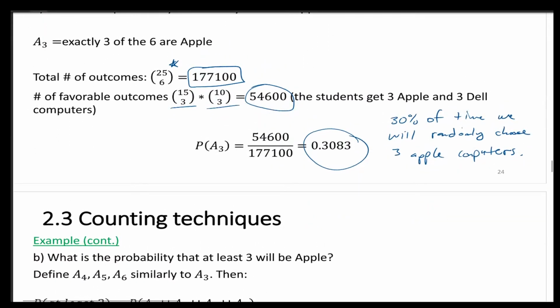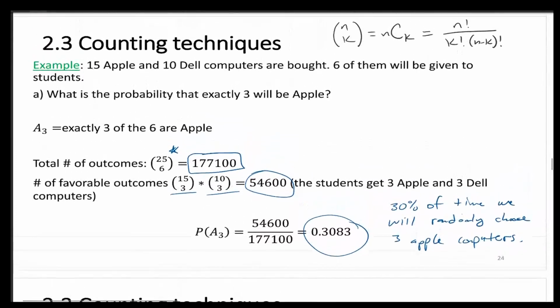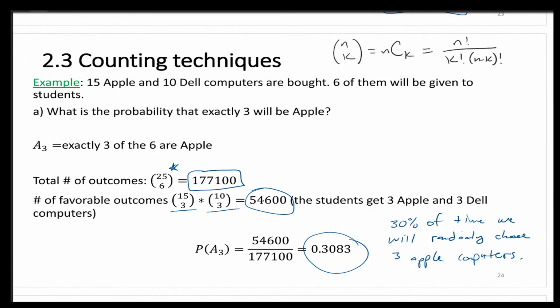Second part of this example, well, let's hang out here for a second, see if there are any questions, and then we'll wrap it up with the second part of this example. And just make a note here. This is 3 Apple, the number of ways to choose 3 Apple. And this is the number of ways to choose 3 Dell. So just so that's clear.